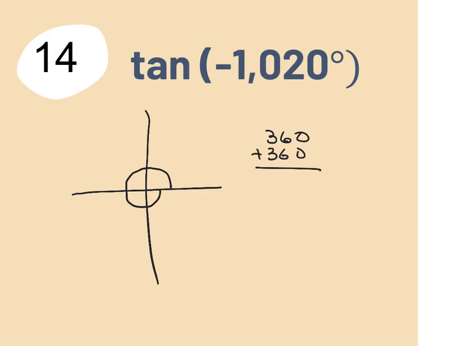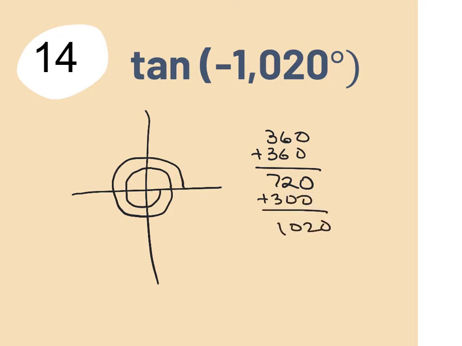First time around, it's at 360. Then I need to go around again, and now I'm at 720. I still need to get to 1020. So if I add another 300, I finally make it. So now I need to go another 300 degrees. So 90, 180, 270, and then 30 more gets me to 300. Giving me a reference angle of 60.